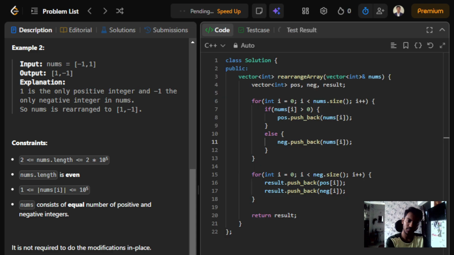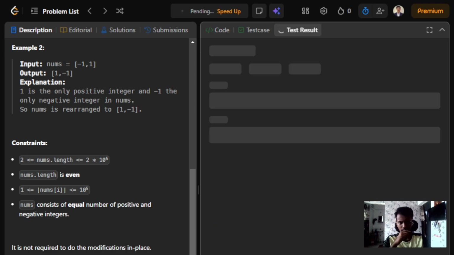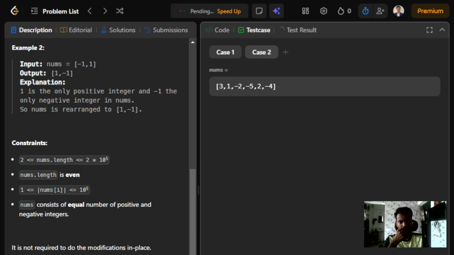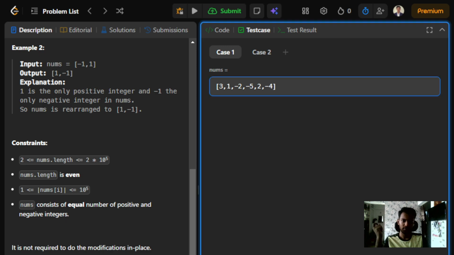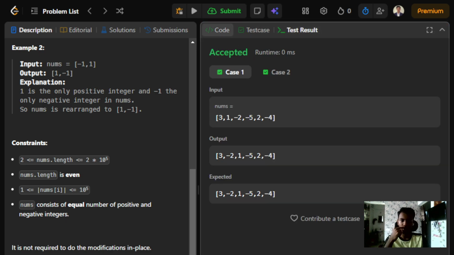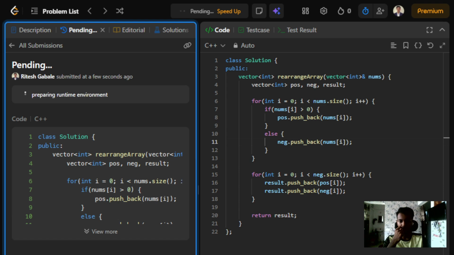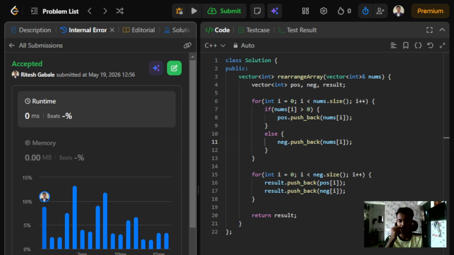Come on, come on. What is the problem? Okay, passes. I have no idea why it took so long. Surely this is not the worst time complexity solution. Look, this is not the worst time complexity solution. Maybe my internet is slow.